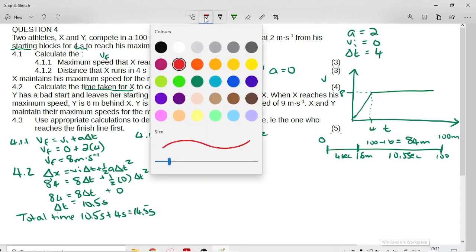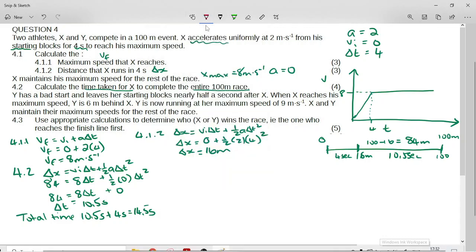This one is fairly straightforward, but now it gets more interesting because we are going to have a friend join us, and the friend is Mrs. Y. It says Y has a bad start and leaves her starting blocks nearly a half a second after X, when X reaches his maximum speed. So let's draw Y's track underneath X's track. They've both got to run this 100 meters, but we want to look at this information. It says when X reaches his maximum speed.